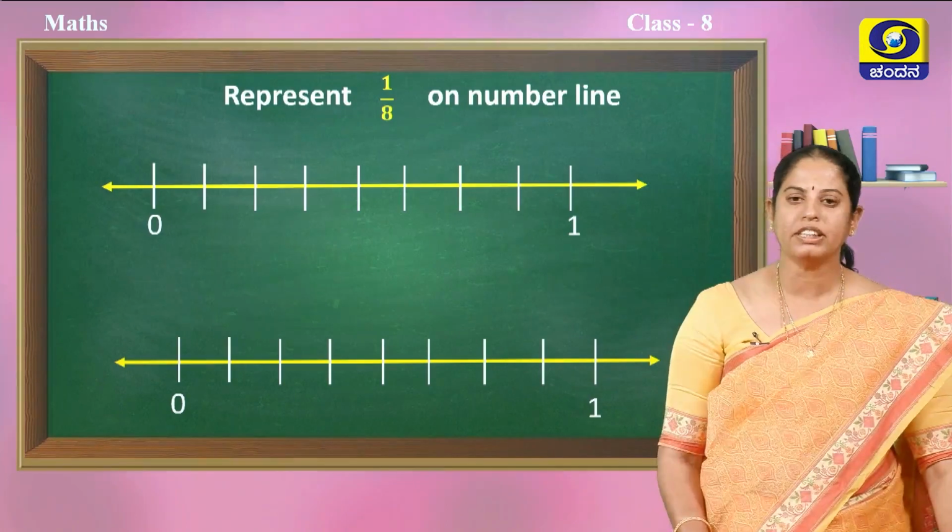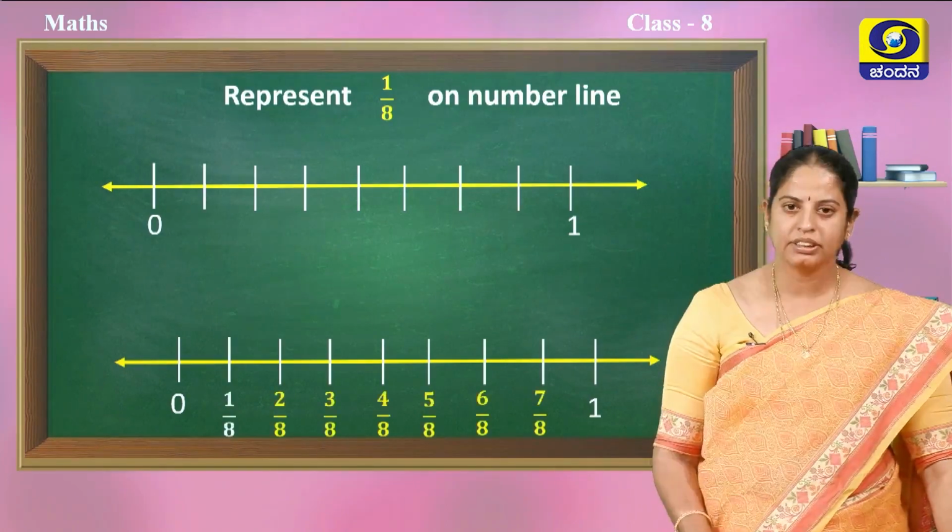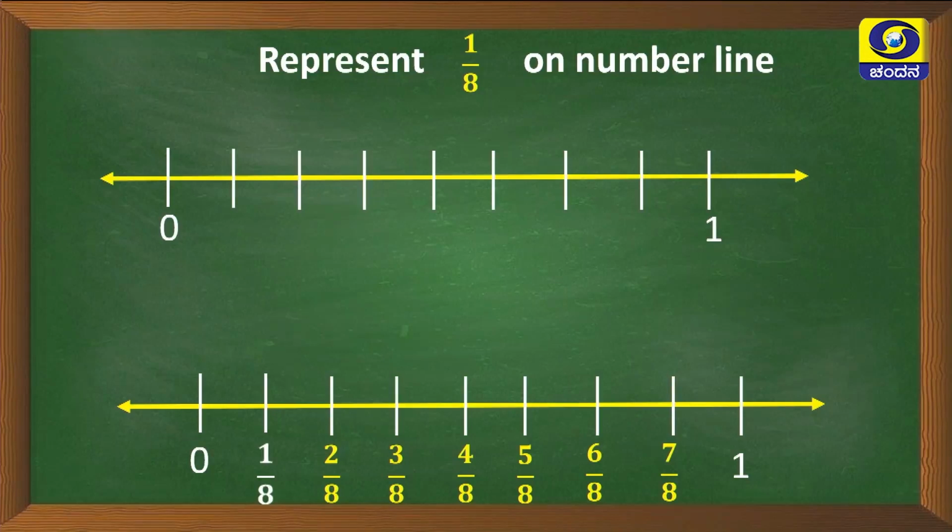The second one is 2 by 8. Third is 3 by 8, 4 by 8, 5 by 8, 6 by 8, 7 by 8. Now, what is the place of 1 by 8? It is highlighted. That is the place of 1 by 8 on the number line.